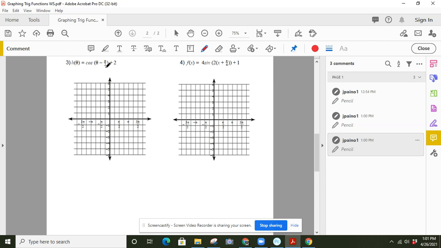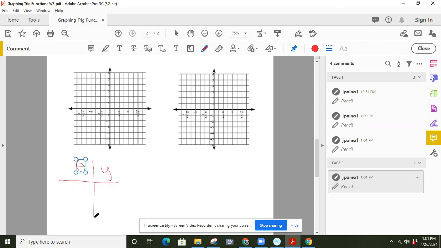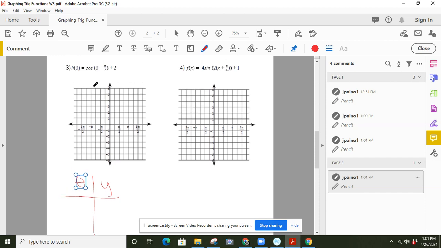Okay, now same thing here. Cosine of theta minus pi halves plus 2. If you notice here, it's h of theta instead of h of x. Just same thing. Theta is your independent variable. It's your input. So when I make my table of values, instead of x, y, it's theta, y. All right, what's the period here? Well, b is 1, so the period is 2 pi.